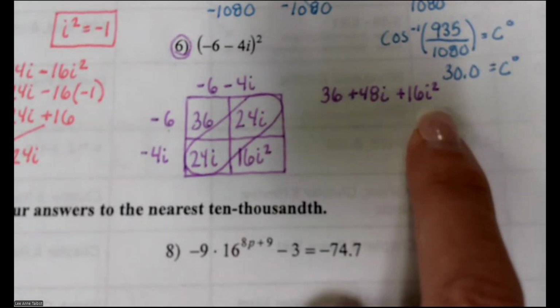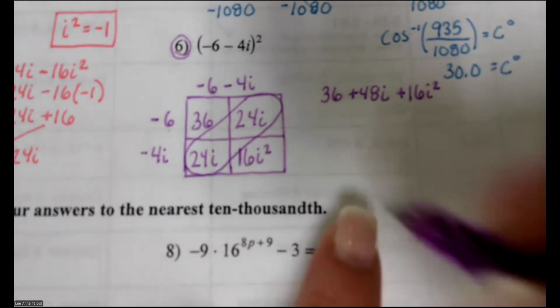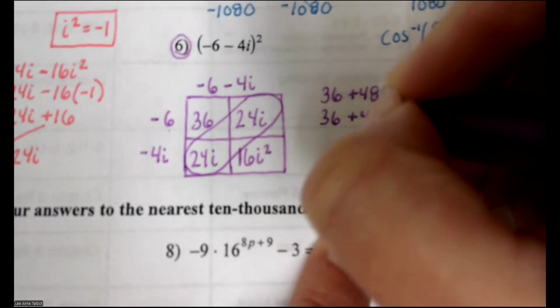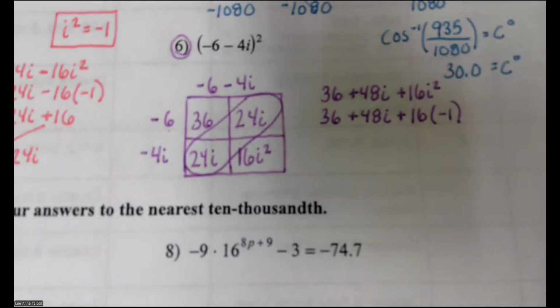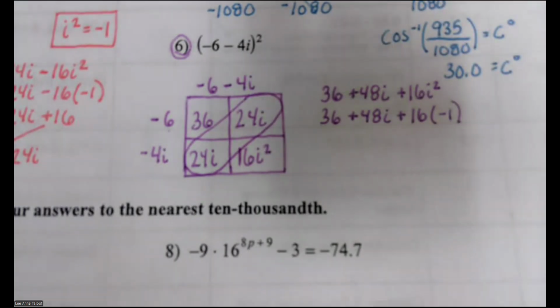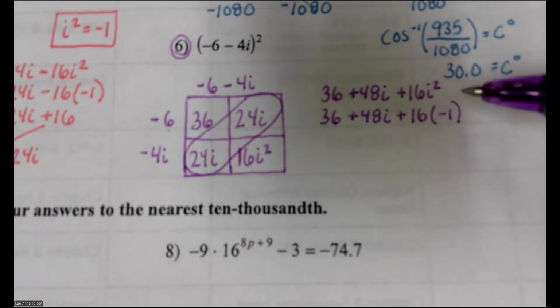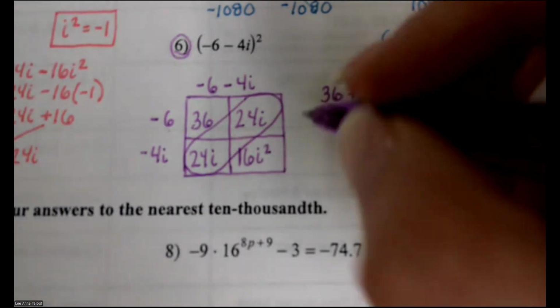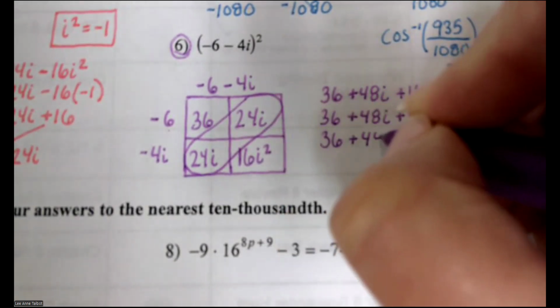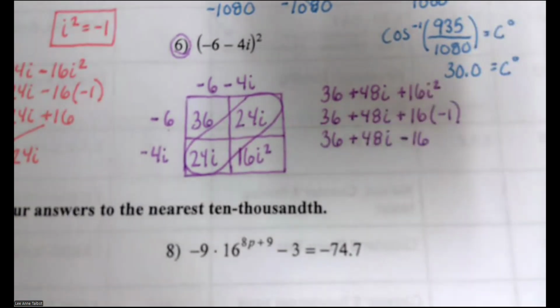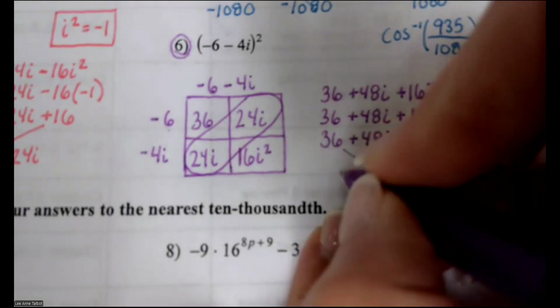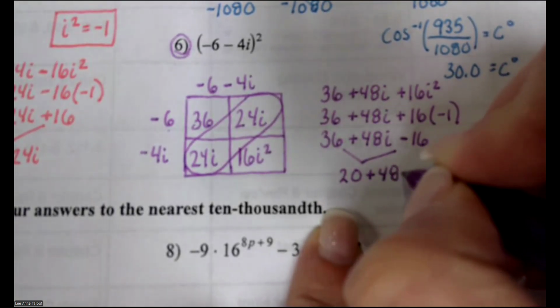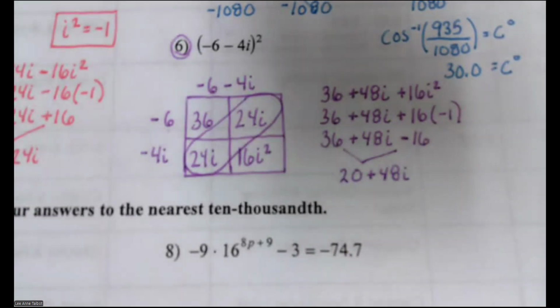Okay. So the next step is make i squared -1. And I'm hoping that you heard me on my video yesterday say that this problem would be done here if this was any other letter than i. But because it's i, it has a special property where i squared is -1. Which makes that -16. And then I combine those two and get 20 plus 48i.